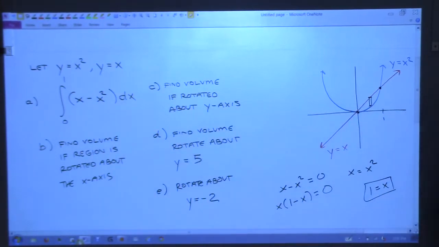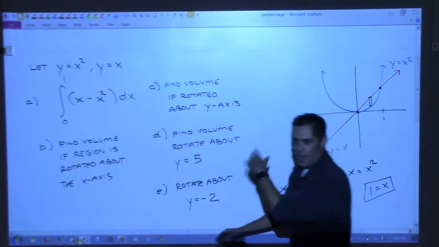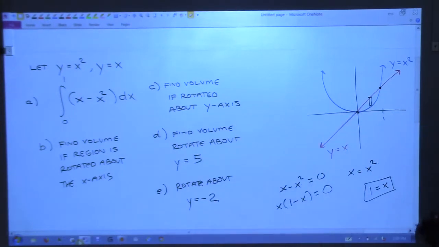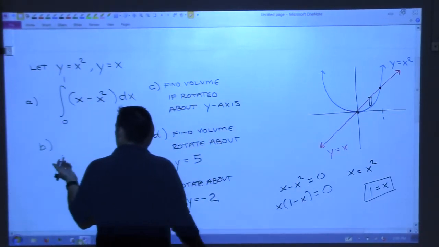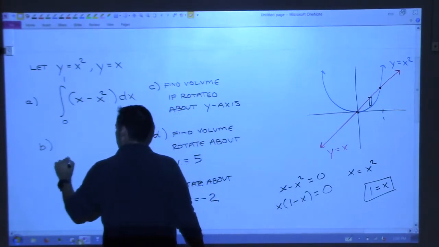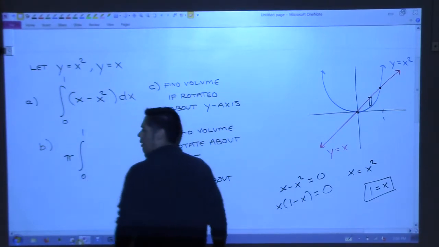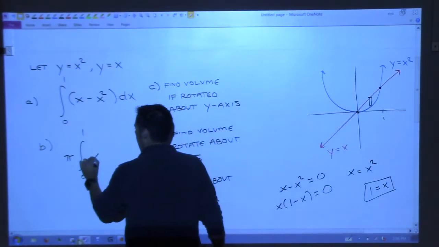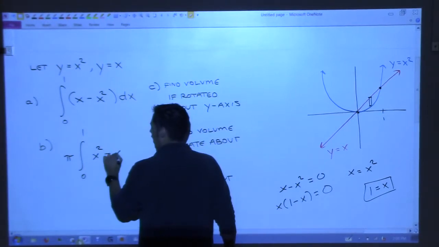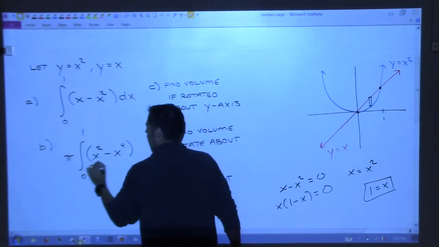All right? That's the answer to part A. I'm not working these out, right? Because we could do that. Okay, find the volume if we rotate this about the x-axis. This should work pretty much the same, shouldn't it? What's the only difference in our integral? Pi, 0 to 1, right? And then what? X squared minus x to the 4th power dx.